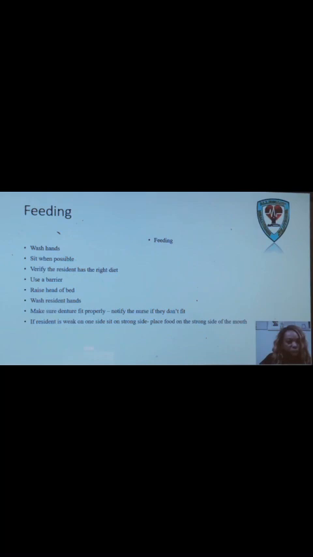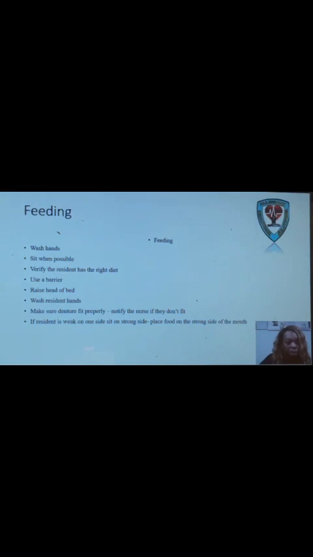Feeding: you want to wash your hands. You want to sit whenever possible. You want to verify that the resident has the right diet and make sure that you're using a barrier. Always raise the head of the bed to prevent choking. You're going to wash the resident's hands prior to them eating. You want to make sure that dentures are fitting properly. If they don't, you want to notify the nurse, because improper dentures are going to affect the way that a resident eats.